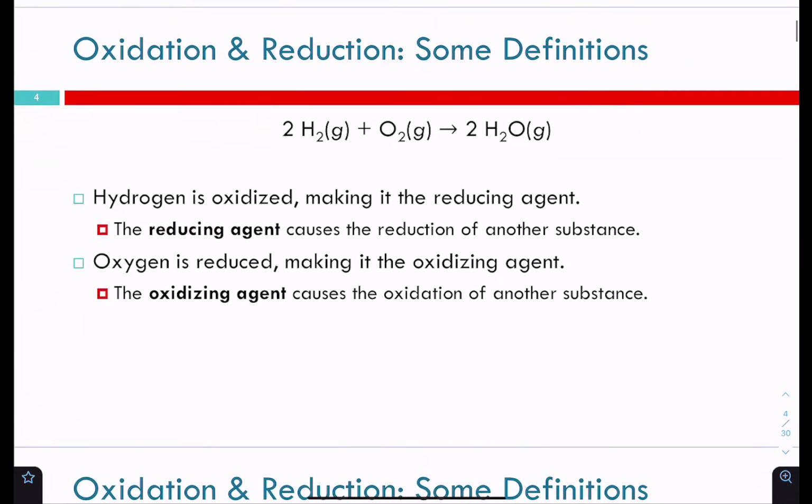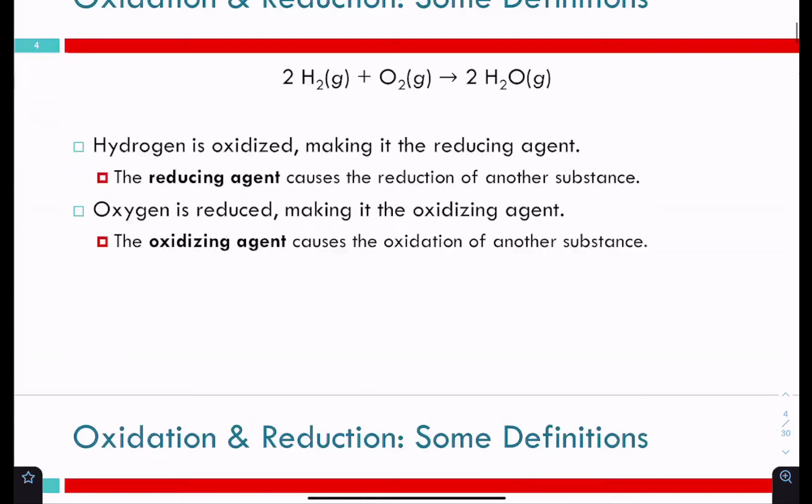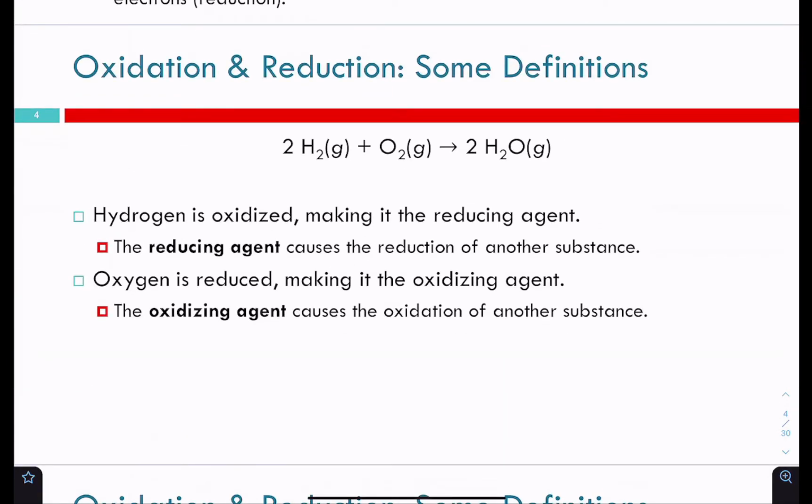So if we're reacting hydrogen with oxygen, hydrogen is oxidized, and it loses electrons. So hydrogen is oxidized, making it the reducing agent. So this is a new term that we didn't have in chapter 7. The reducing agent causes the reduction of another substance. So these are always occurring together.